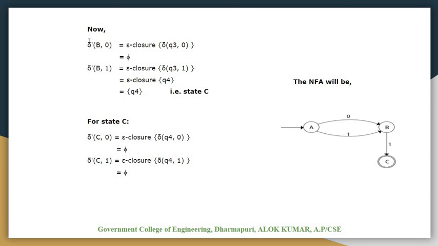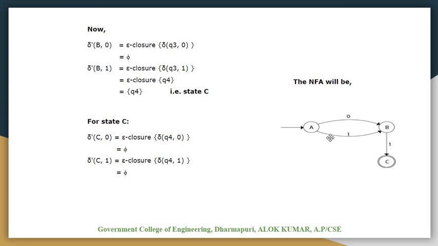Now again we will find for state B. From B using 0, where are we going? We will find it is φ, nothing. After that, from B using 1, where are we going? We have found the closure. Here Q4 is coming, so we call that state C. And for state C also we will find the empty closure.